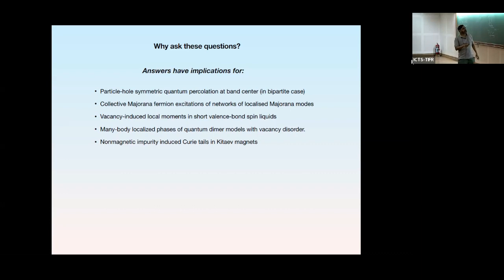We came to it because the answers to these questions would have implications first for particle hole symmetric quantum percolation at the band center on a bipartite lattice like the cubic lattice, for collective Majorana fermion excitations of networks of localized Majorana modes, and for other things, which I won't have time to talk about in this talk. This split I have made into the first two and the next three, because the first two formed the motivation and the original questions that led us to this problem. The next three are kind of spin-offs.